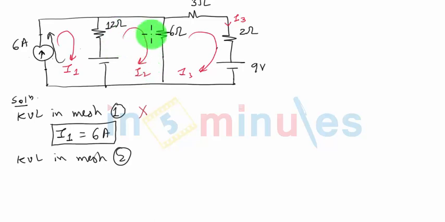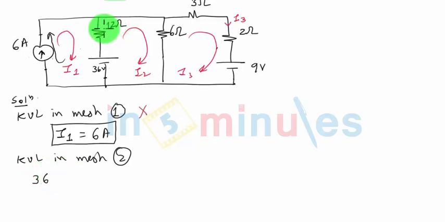Alright, let us continue with the KVL in the second loop. This voltage source value, let's take it as 36 volts. I'm traveling in clockwise direction. I start from this point. The first component is a voltage source. I'll go from negative to positive terminal. So first voltage will be positive plus 36.